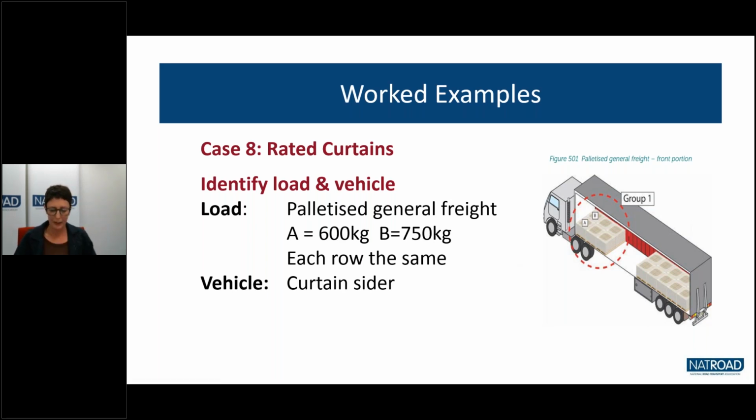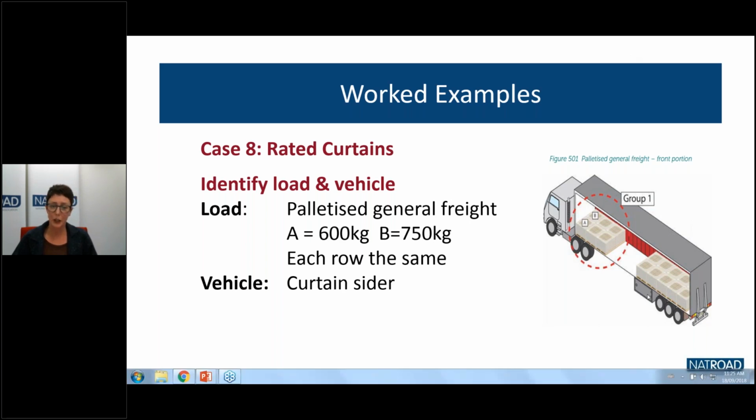So in this example, we're going to work out the restraint for the first 3 rows of pallets, and that's circled there in group 1 on the side. And this time we're saying that pallet A weighs 600 kilos and pallet B weighs 750 kilos, and that each row is the same. And the equipment we've got here is a curtain-sided vehicle.